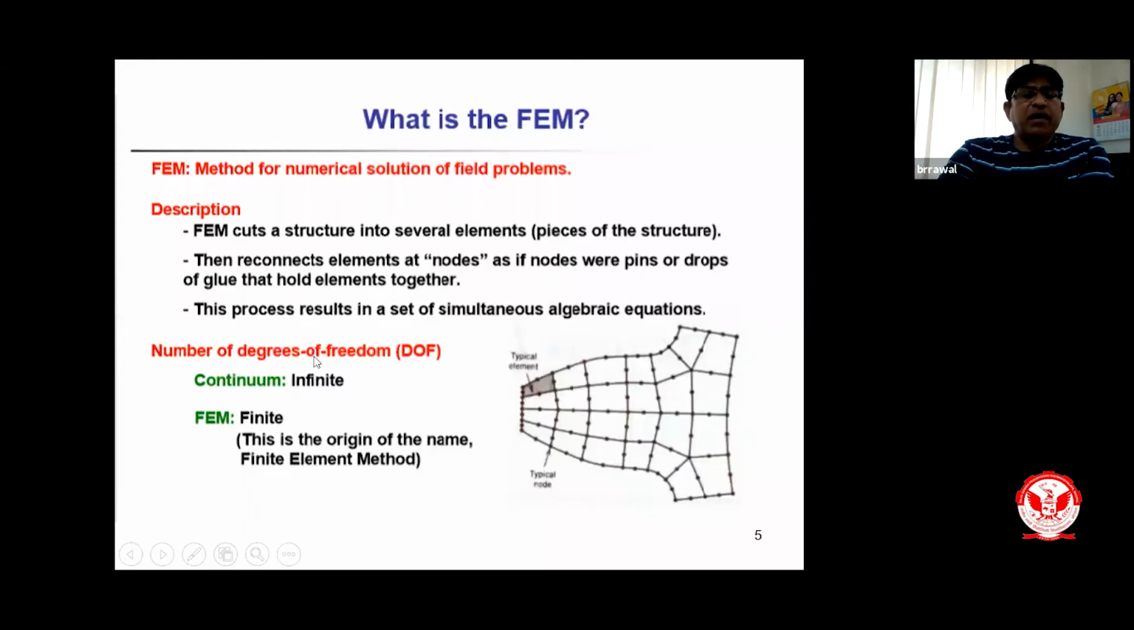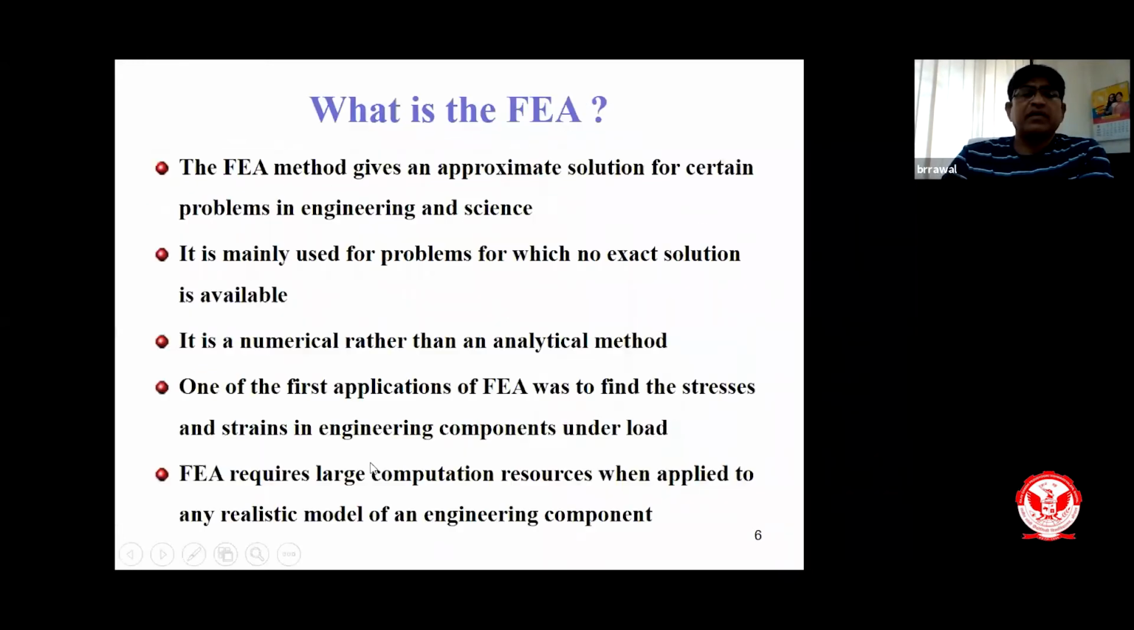About the compatibility of this analysis, first we have to check that it is a continuum, meaning the geometry is continuous and infinite, and when we divide it into a number of pieces, it becomes finite. That's why it is known as the finite element method, because the number of elements is finite in this case. Now, FEA methods give an approximate solution. It will not give an exact solution.